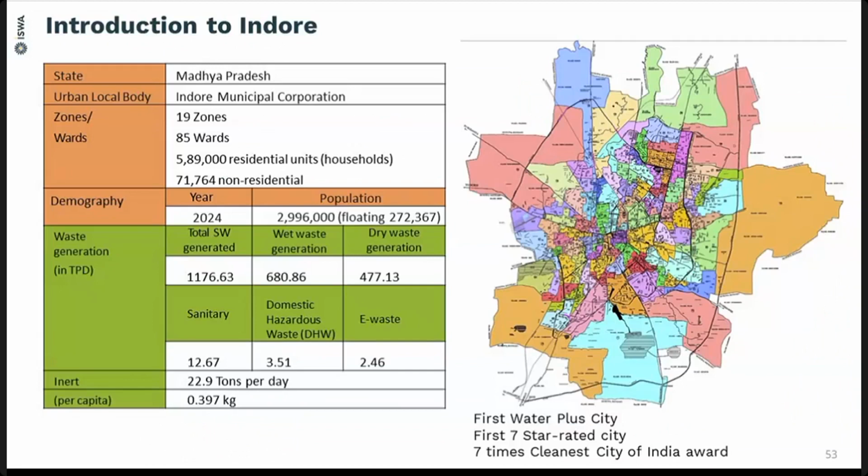Basically, Indore is a city of approximately 30 lakhs population. The waste generation is approximately 1150 to 1200 tons per day. When we started our journey, our per capita was 410, and at present, we have a per capita of 397. We have approximately 6 lakh units to cater the services every day. The area of the city is approximately 276 square kilometers, and it is divided into 19 zones and 85 wards.